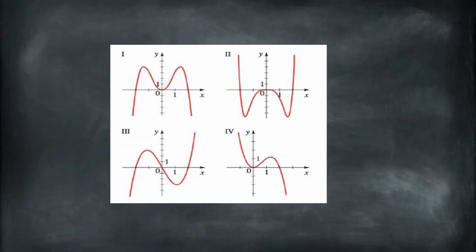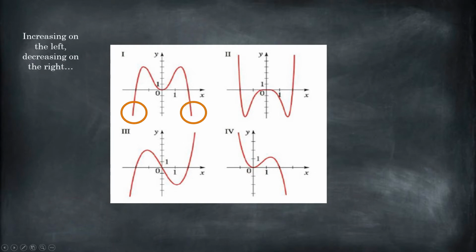Here we go. You have four graphs right here, right? So let's take a look at number one. If you look at number one, this graph is increasing on the left side of the graph, and it's decreasing on the right side of the graph, right? The way we're going to describe the end behavior is the behavior on the far left and on the far right. That's what we're talking about when we're talking about end behavior. The far left and the far right, we're going to say this goes down both ways.